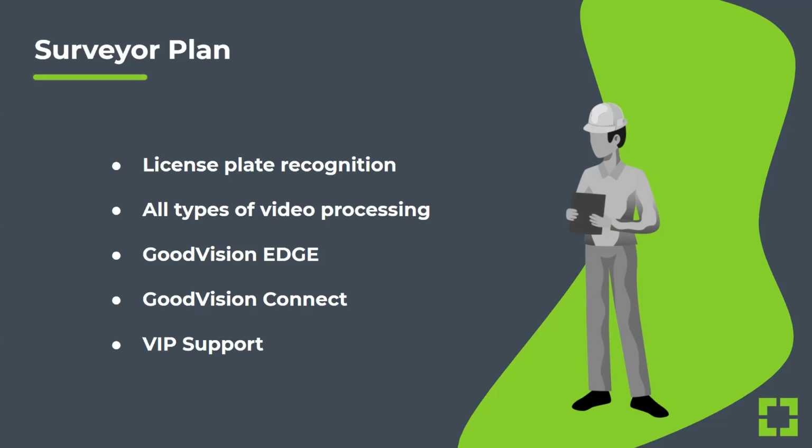The important part of the plan are features focused especially on traffic surveyors, which are, for example, the full traffic counting capabilities, traffic volume reporting, automated license plate recognition, access to all types of video processings, and of course the GoodVision Connect service. And it also includes additional premium services such as access to the GoodVision loyalty pricing tariff, which significantly decreases the price per hour of video processing.